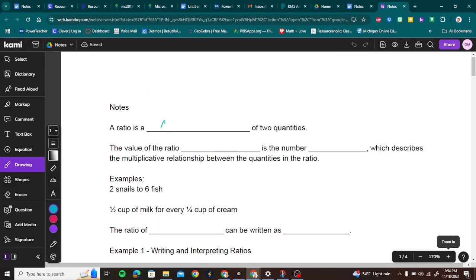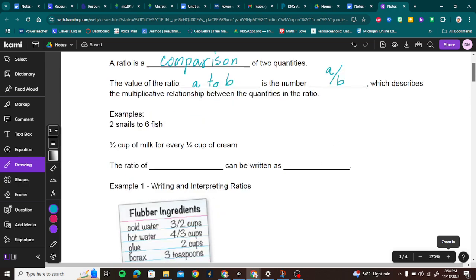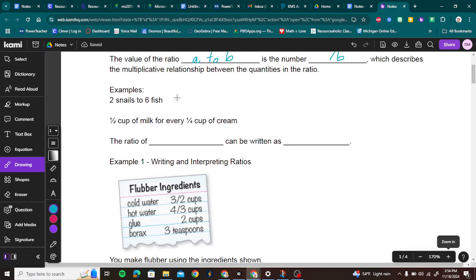A ratio is a comparison of two quantities. So the value of a ratio, A to B, is the number A over B as a fraction, which describes the multiplicative relationship between the quantities in the ratio. So let's see what this means.